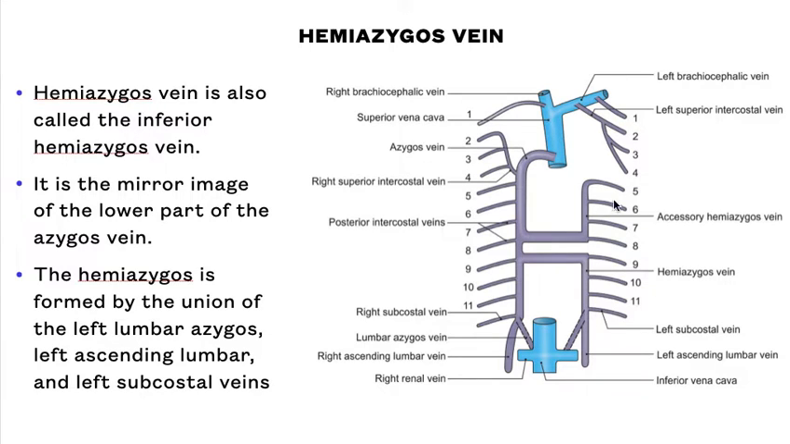Now, coming to the hemiazygos vein. Hemiazygos vein is also called the inferior hemiazygos vein. It is a mirror image of the lower part of the azygos vein. The hemiazygos vein is formed by the union of the left lumbar azygos, left ascending lumbar, and the left subcostal.